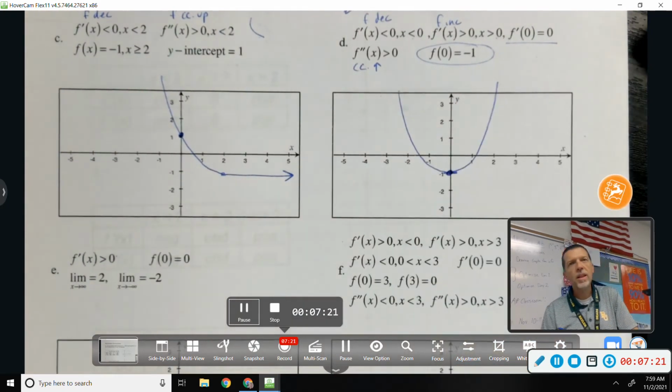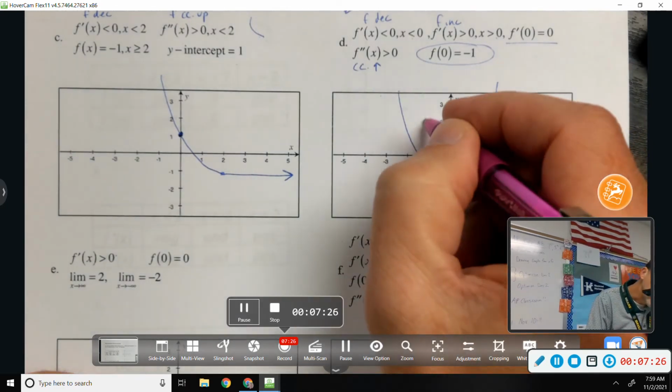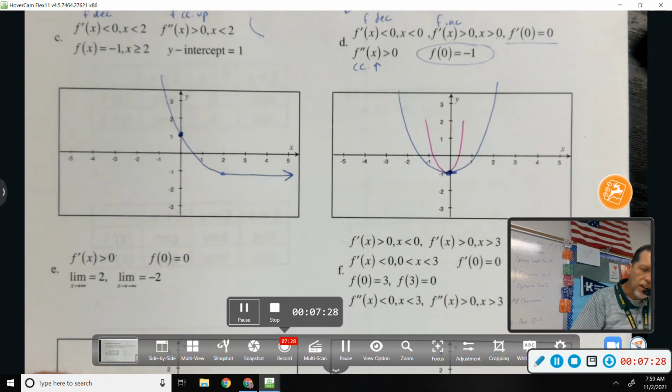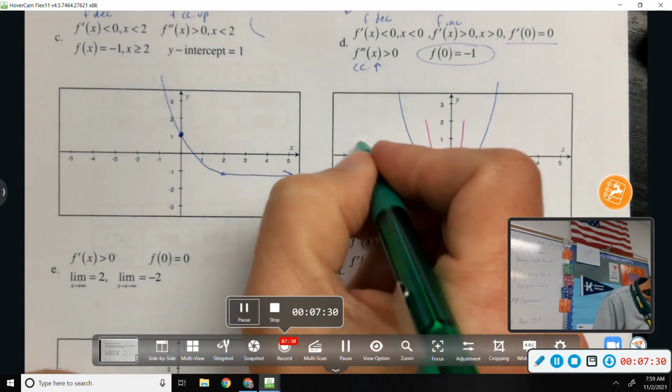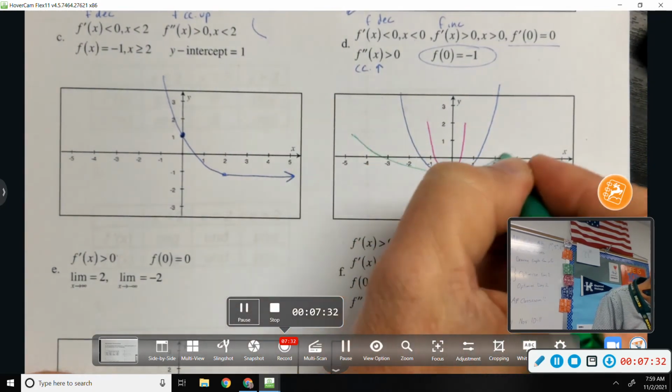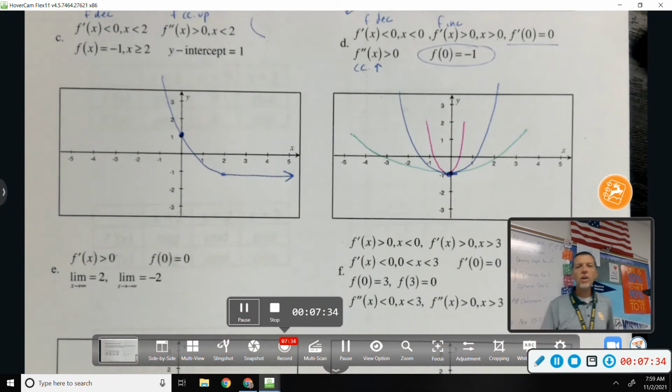So something like that. And again, it's a possible graph, so if yours was a little bit steeper, that's fine. If yours was a little bit wider, that's fine too. All 3 of those graphs meet the criteria, so you'd be okay on any of those.